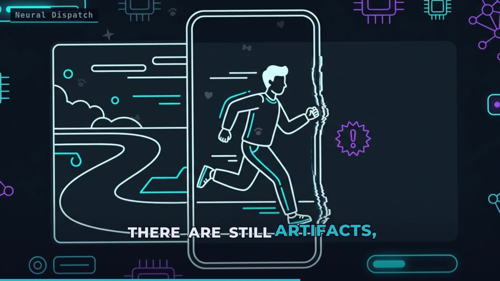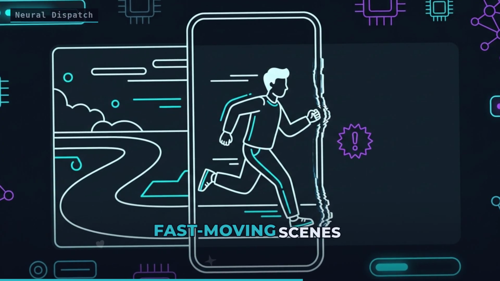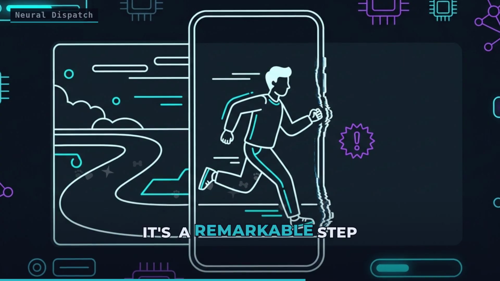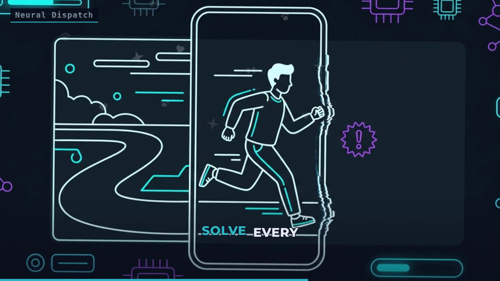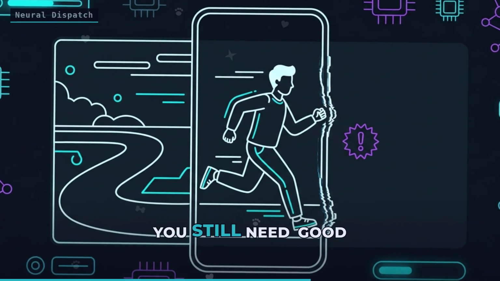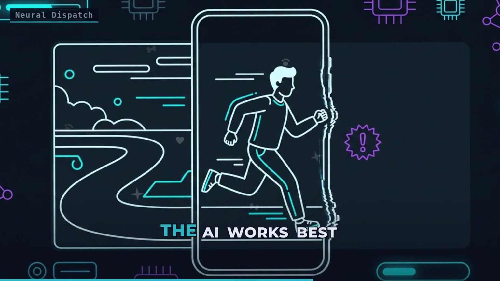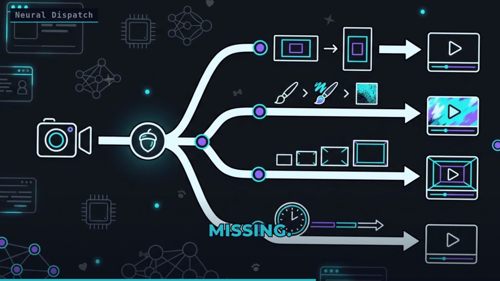There are still artifacts, especially in very complex or fast-moving scenes where the AI has less data to work with. It's a remarkable step forward, but it won't flawlessly solve every single out-of-frame problem. You still need good source material for the best results. The AI works best when there's some hint of what's missing.